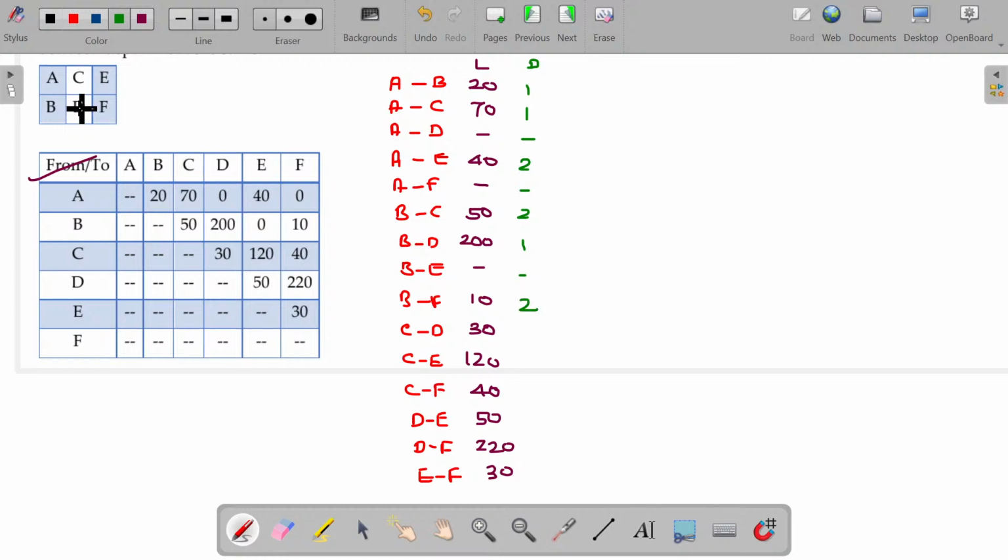C to D, 1 distance. And C to E, 1 distance. And C to F, 1 to 2 distance. You cannot go cross. Okay. D to E, 2 distance. And D to F, 1 distance. E to F, 1 distance. Now find out the load distance for the present layout.